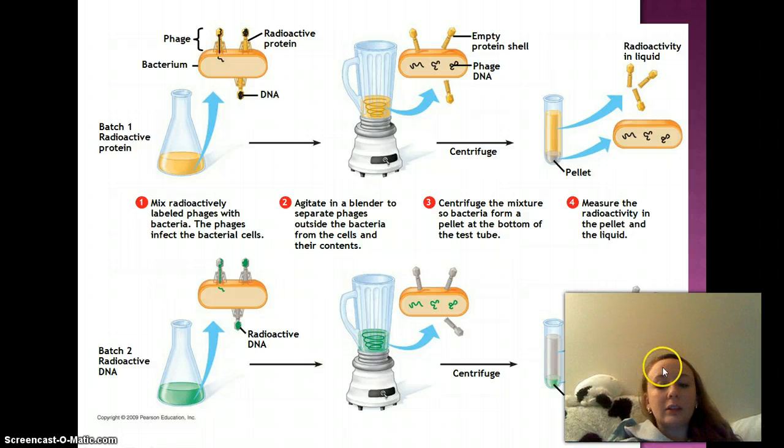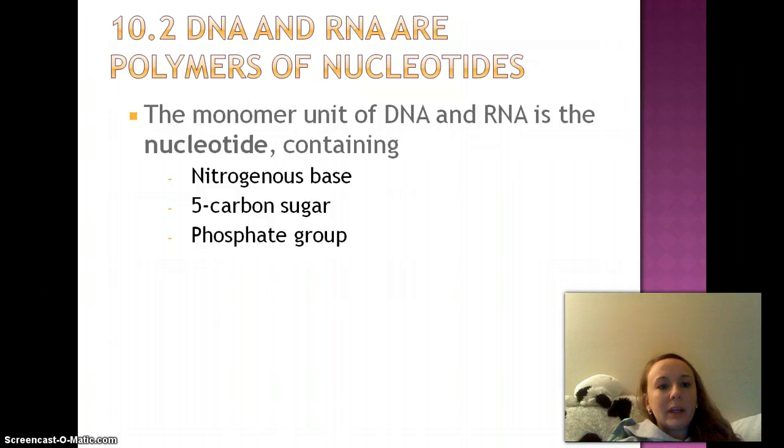See that green in there? So they knew that DNA is what was inserted from the virus. And then they were very happy because they knew that the genetic material was DNA. So let's talk a little bit about DNA and RNA.